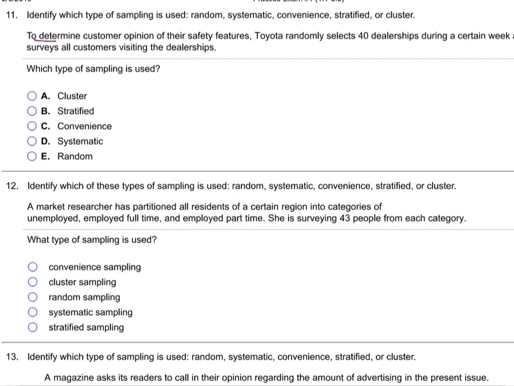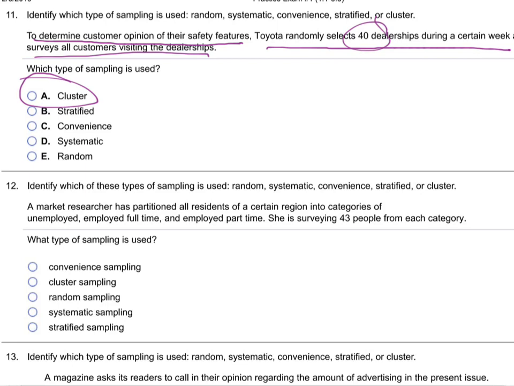To determine customer opinion on their safety features, Toyota randomly selects 40 dealerships and surveys all customers at those dealerships. So they grab 40 at random, and at those 40, they ask every customer. That's cluster. There is some randomness in it, but in the end, it's cluster. Remember what cluster is? That's where you just grab one group and go crazy on that group. Sometimes that's how companies survey. That's called cluster, because they just grabbed 40, but did all of those 40. All right, next, number 12.